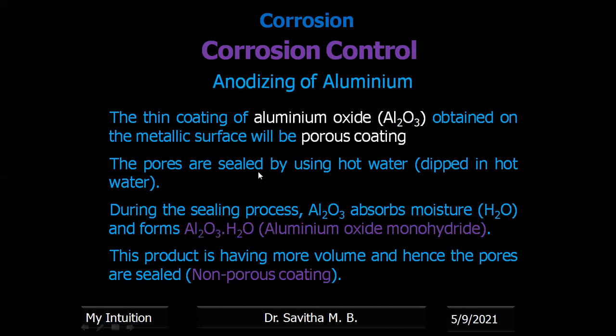For this sealing process, after anodizing, the article is taken out and dipped in hot water. When it is dipped in hot water, it absorbs the water of hydration. Aluminium oxide takes one water molecule of hydration and forms hydrated aluminium oxide, which is larger in volume, and all the pores will be sealed. Okay, it becomes a non-porous, uniform coating. Therefore, it acts as a perfect barrier which cuts off the attack of the environment on the metal.